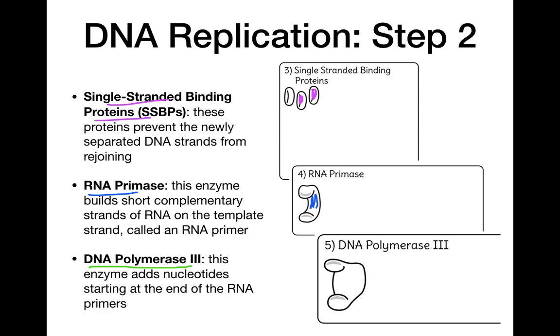So if there's an A, it'll put a T. If there's a C, it'll put a G. If there's a G, it'll put a C, etc. So again, pause the video if you need to and write this information down. You can paraphrase if you want, but these are important for HL in particular.